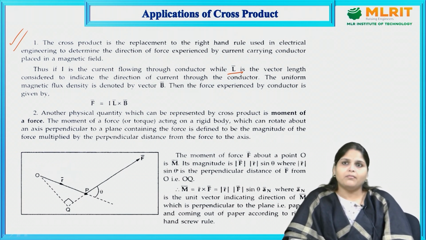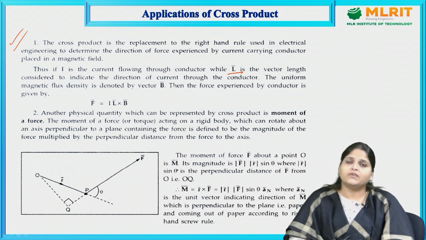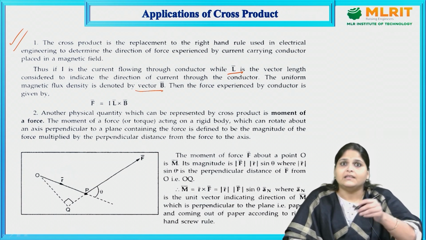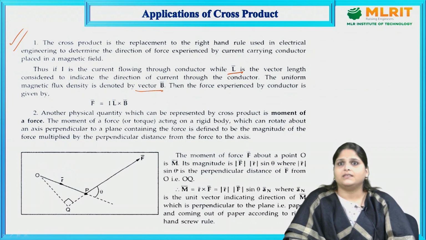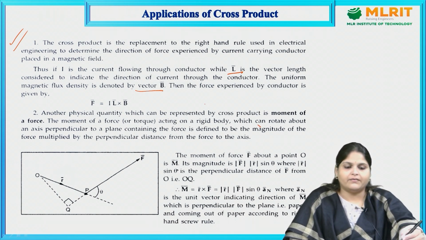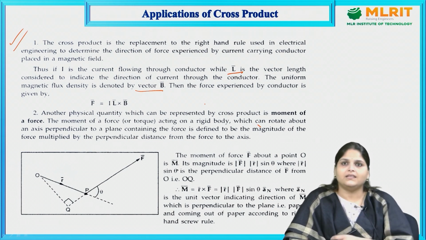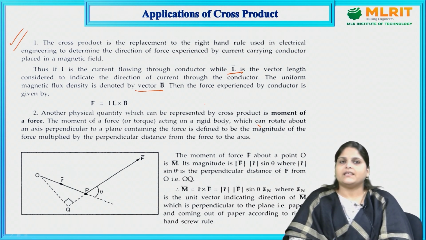So for a uniform magnetic flux density denoted by vector B, the force experienced by the conductor will be given by F equals IL cross B, where B, as I just said, is the magnetic flux density, L is the length, I is the current flowing through the conductor, and F is the force experienced by the conductor. So this is one of the applications.